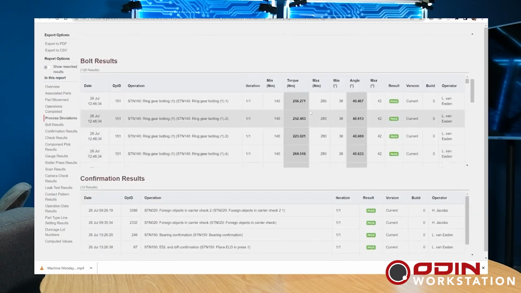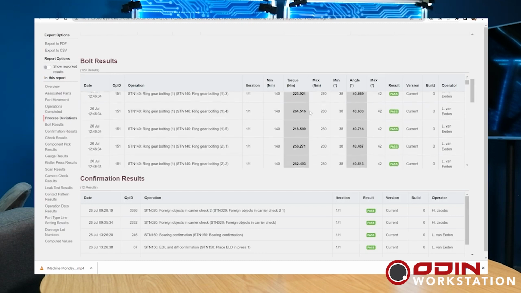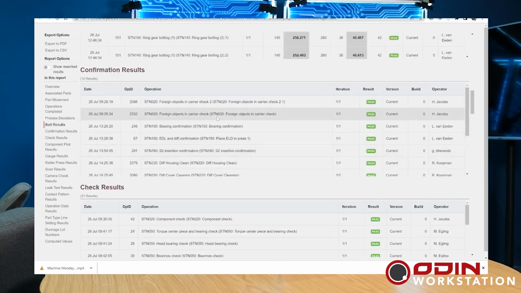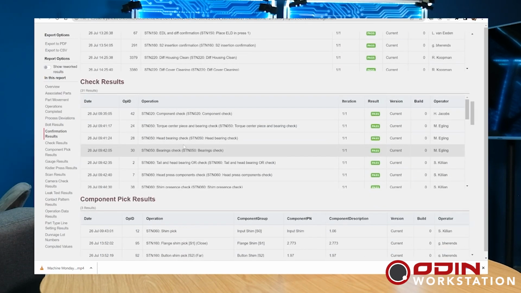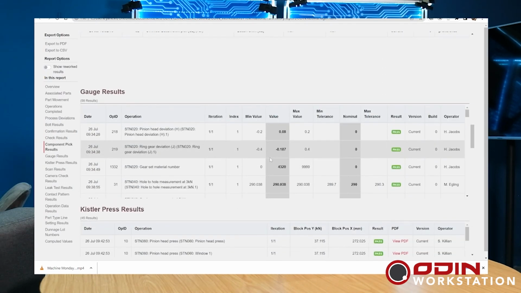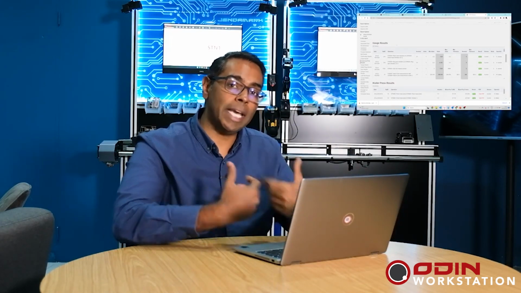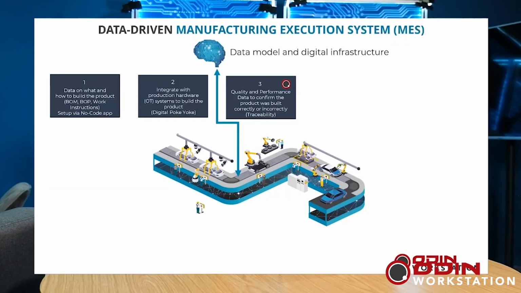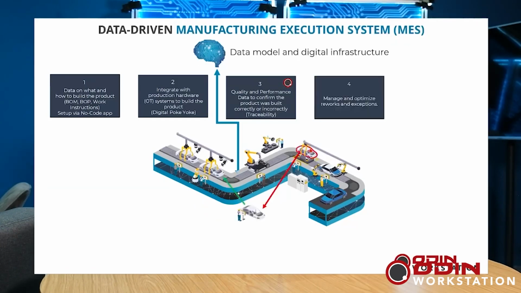These are all the sort of results from the machine. So it could be torque results. The confirmation results are when you have an operator that has pressed the button to confirm that a certain step has been performed manually. Check results are when devices have confirmed that the process is done correctly. And so on. Gauging results are results from leak testers, measurement systems, etc. So that's a certificate of compliance that comes out that confirms from a data perspective that the product is actually built correctly.